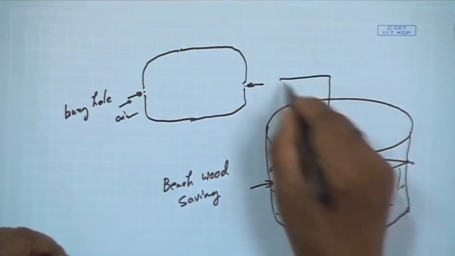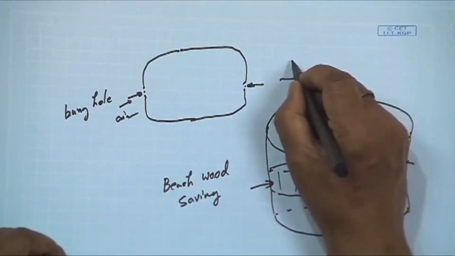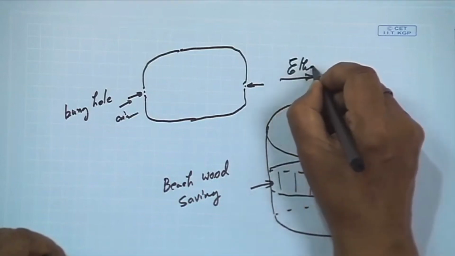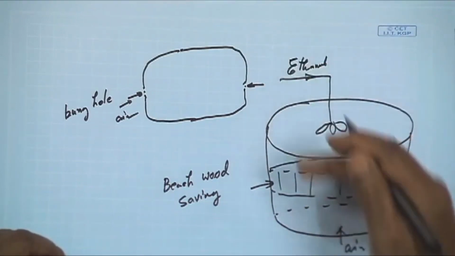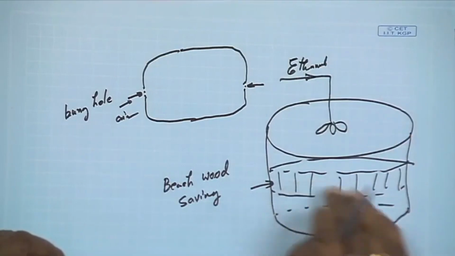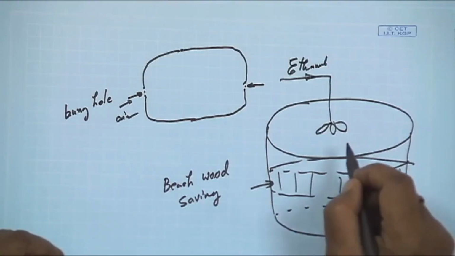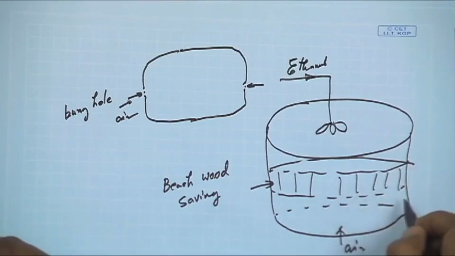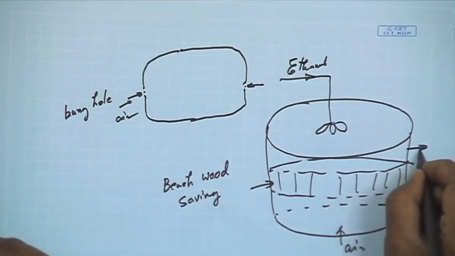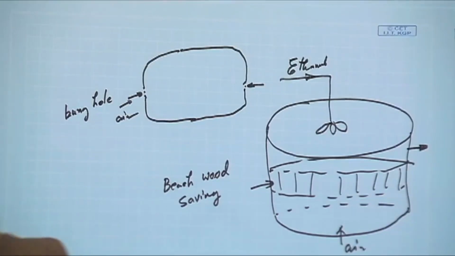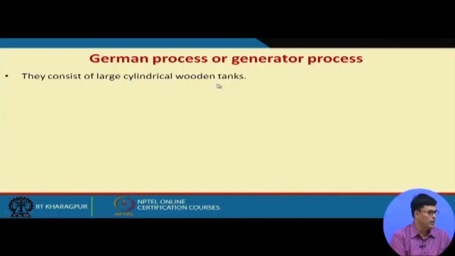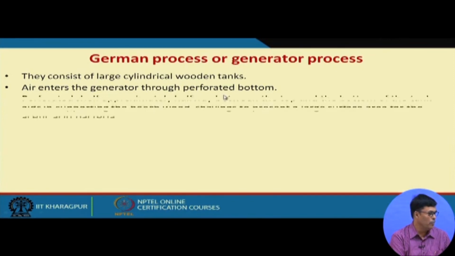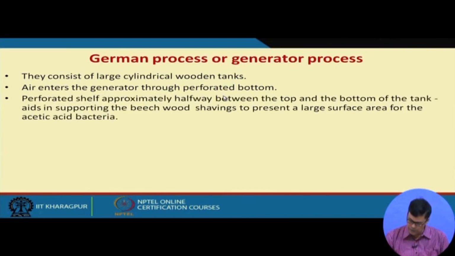So, we put ethanol here. In the sprinkle, the organisms are immobilized on the surface. When it goes, it comes in contact with this and they produce the acetic acid. Then you can take out the acetic acid from here. In the large cylindrical wooden tank, air is entered in the generator through the perforated bottom. So, we can have a distributor. We can have the distributor like this.